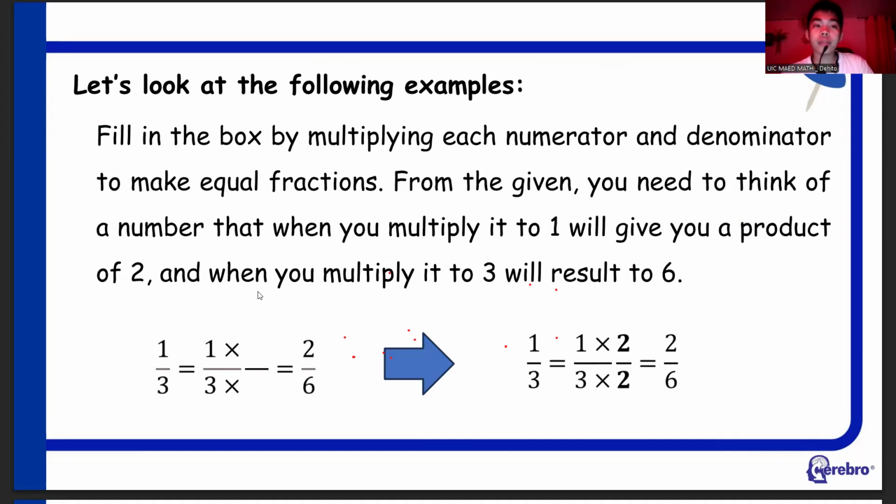Now, look at this. Fill in the box by multiplying each numerator and denominator to make equal fractions. From the given, you need to think of a number that when you multiply it by 1 will give you a product of 2, and when you multiply it by 3 will result to 6. Yan siya. 1/3. Galing sila sa 1/3. What number will you multiply to 1/3 that will result to 2/6? So we have 2.